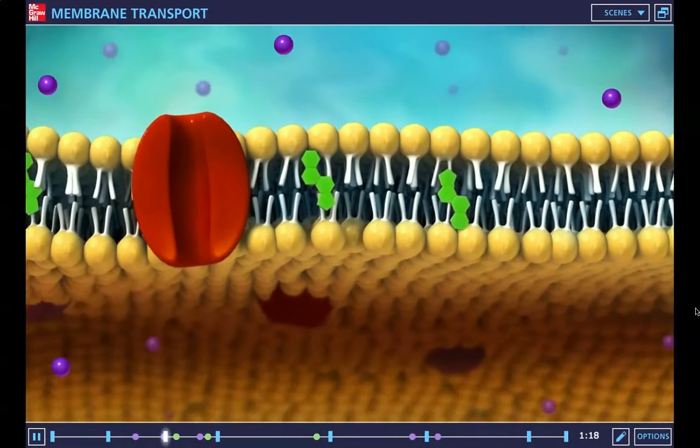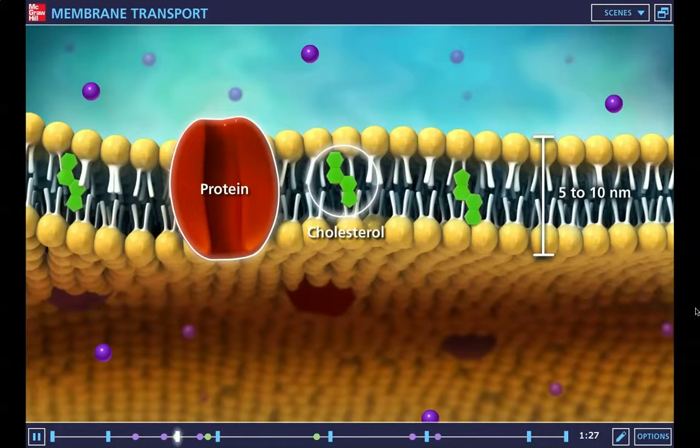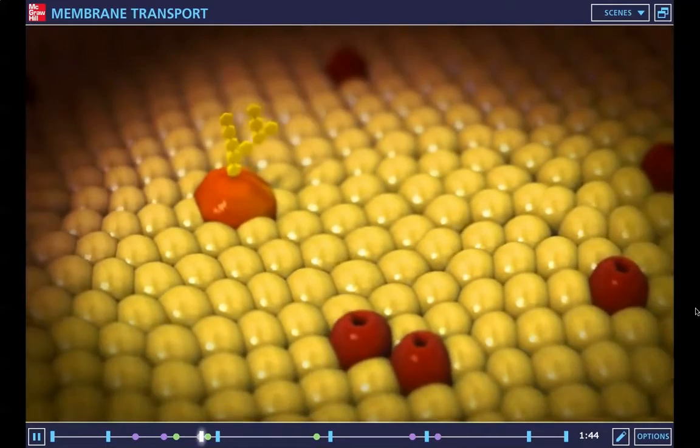The lipid bilayer is 5 to 10 nanometers thick and is embedded with proteins. Some cell membranes also contain cholesterol. A plasma membrane contains different types of proteins which are specific to the particular function of the cell. These proteins also enable the cell to interact with its environment. The entire structure of the plasma membrane can be described as a fluid mosaic model.